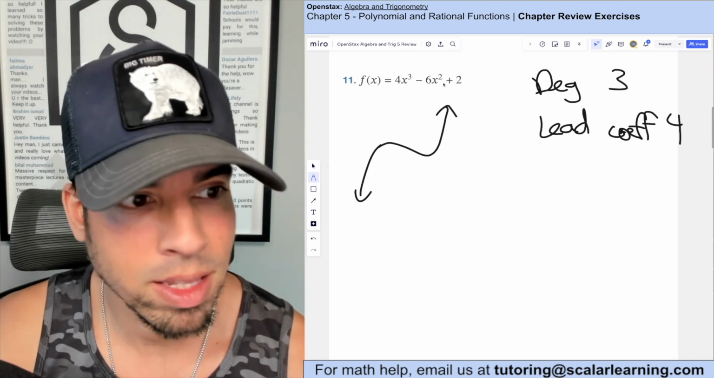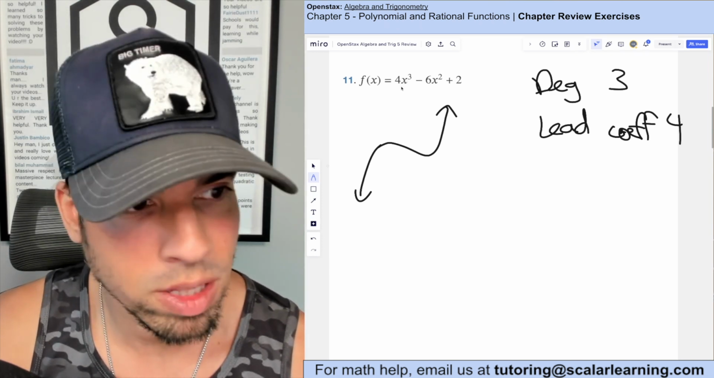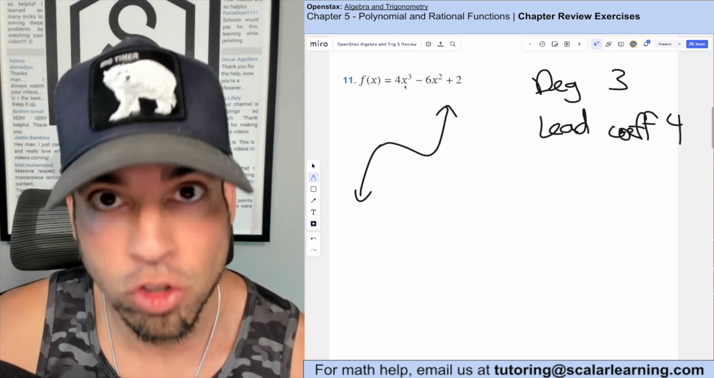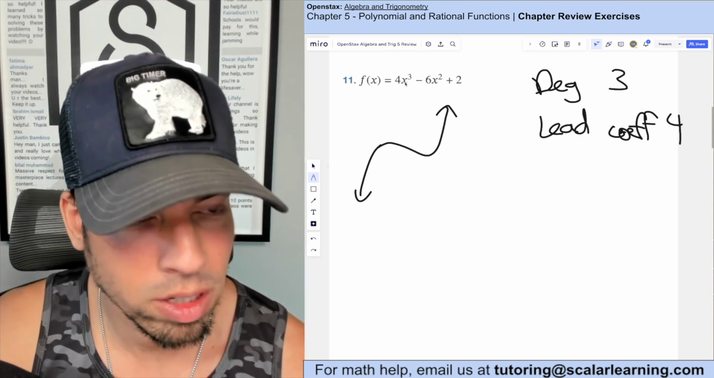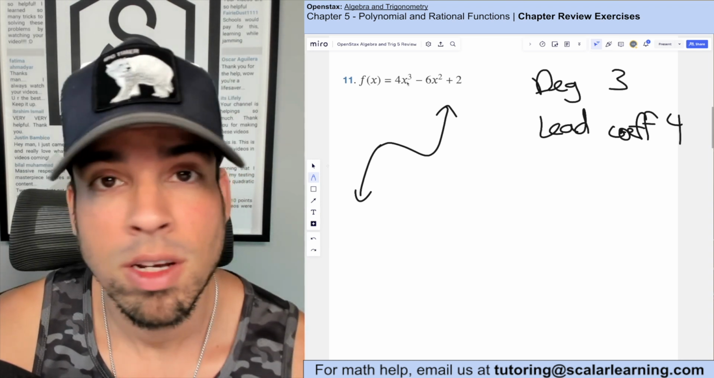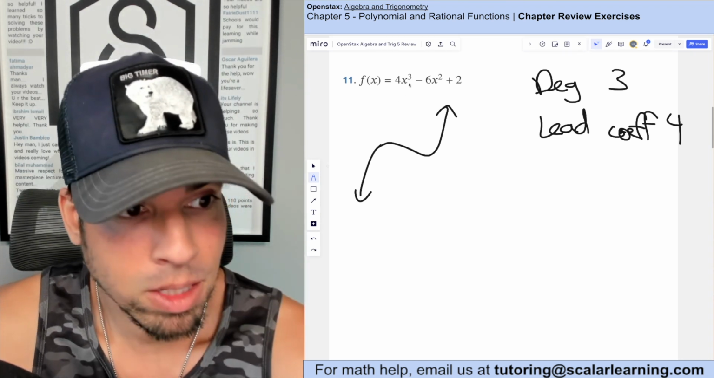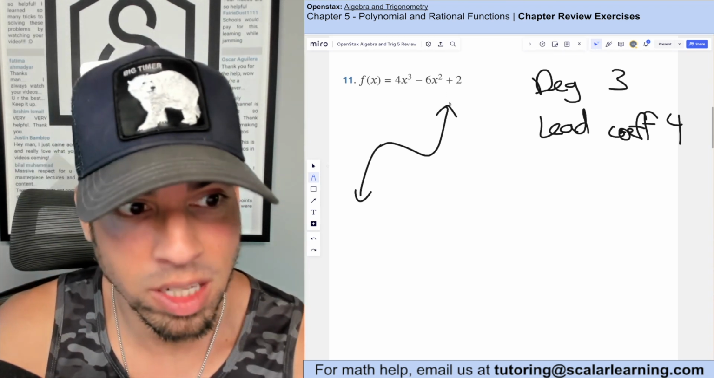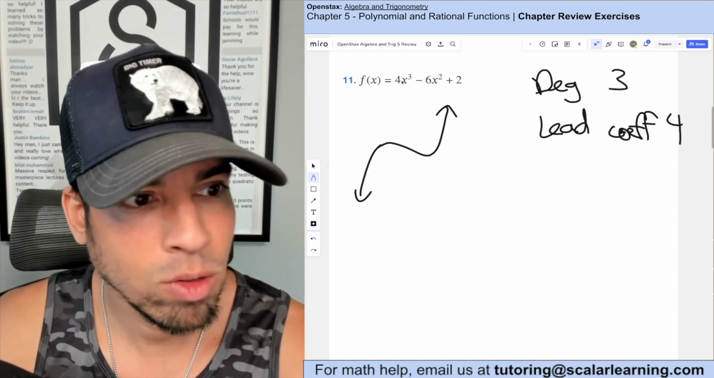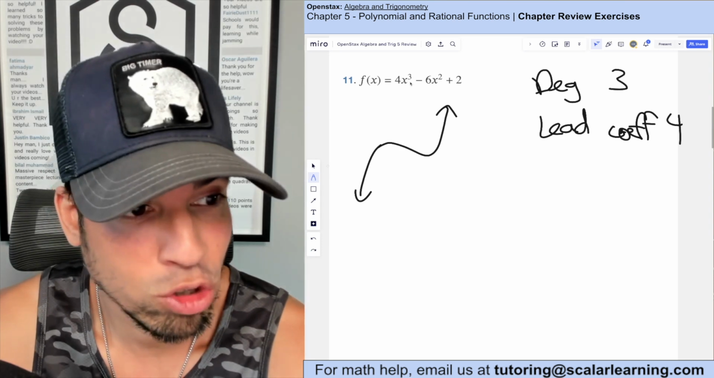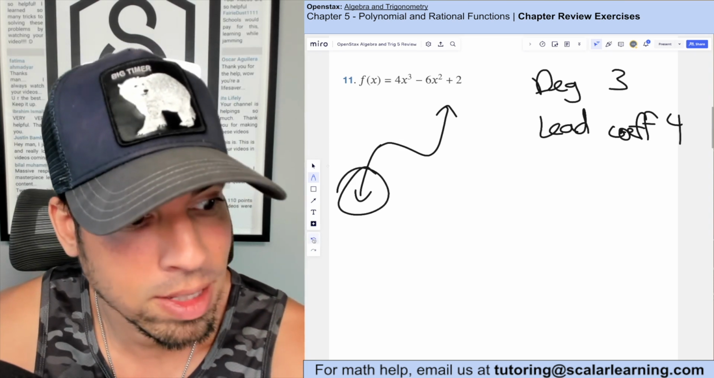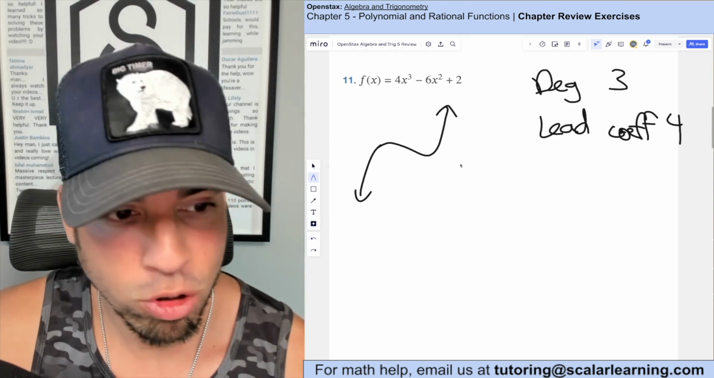And you can verify that because think about it. As you plug in really, really big x's, imagine plugging in 10, 100, 1,000, these other terms are not so relevant because they're way smaller in terms of degree. So then you imagine 1,000 cubed, that's like 1 billion, times 4 is 4 billion. That sure looks like it's approaching positive infinity. Likewise, when you plug in negative 1,000, that's going to be negative 1 billion when you cube it, times 4, negative 4 billion. So as we go to the left, it's approaching negative infinity.